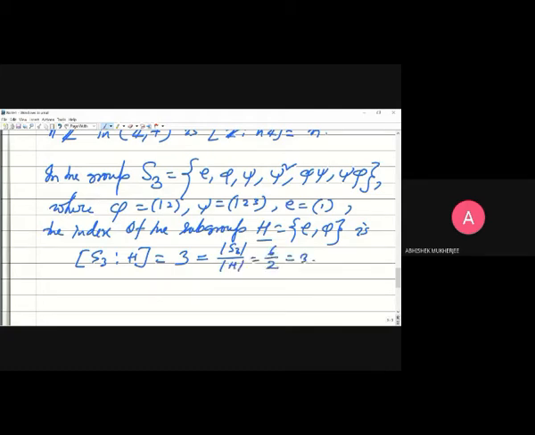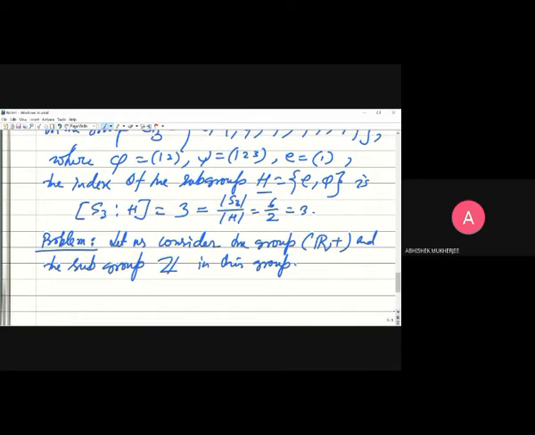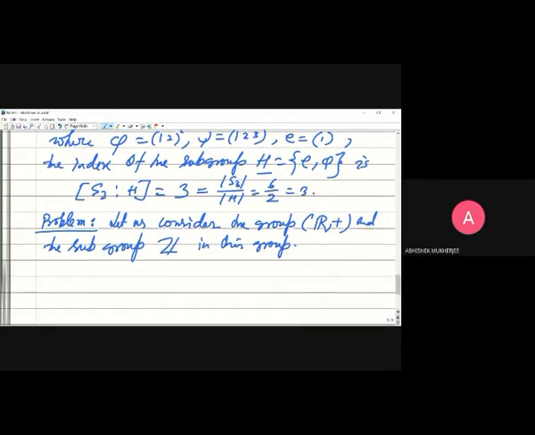Okay. So let us consider the group R plus and the subgroup Z in this group. Okay. Then the problem is that you need to show that, prove that, so this is your exercise, prove that you can set up a bijection.